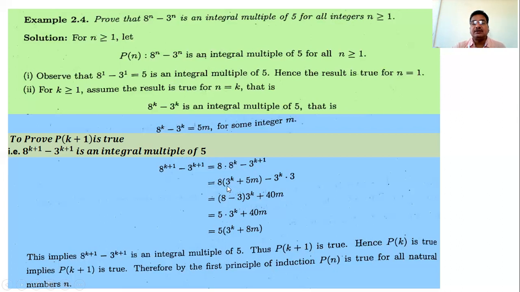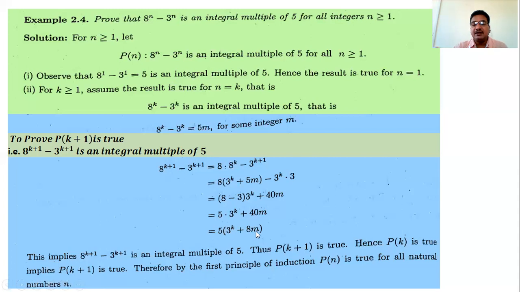So this is what: 3 raised to k, the value of 8 raised to k, plus 5m, minus 3 raised to k into 3. This is a factorization of this 3 raised to k plus 1. Then take 8 into 3 raised to k, and this 3 into 3 raised to k, take 3 raised to k as common. What we have? 8 minus 3 in bracket plus 8 into 5m is 40m. Then 5 into this 8 minus 3 becomes 5 into 3 raised to k plus 40m. Take 5 as common. What we have? 3 raised to k plus 8m.